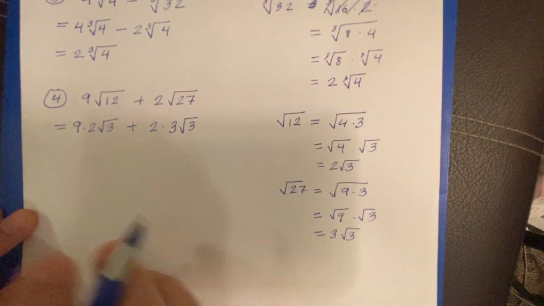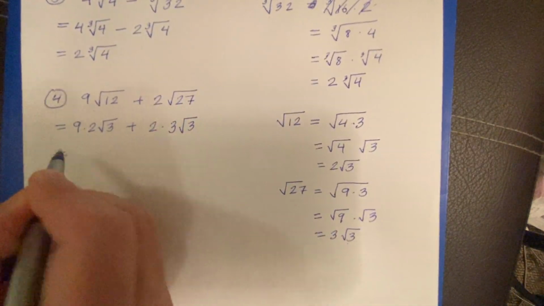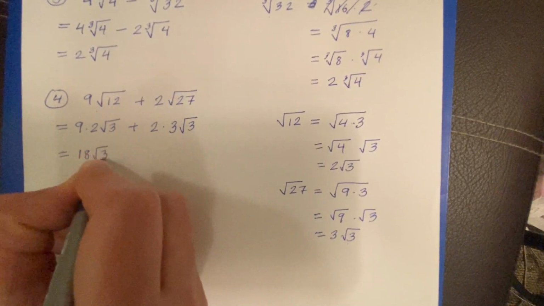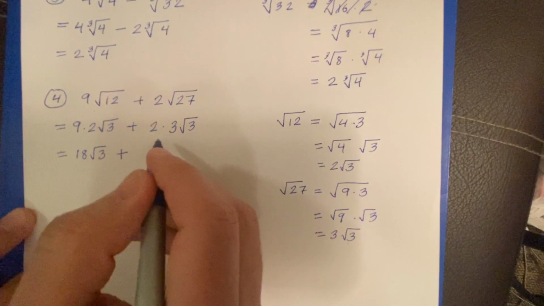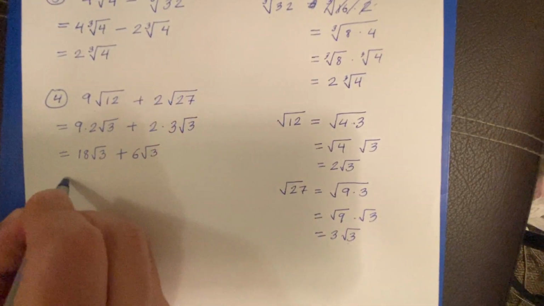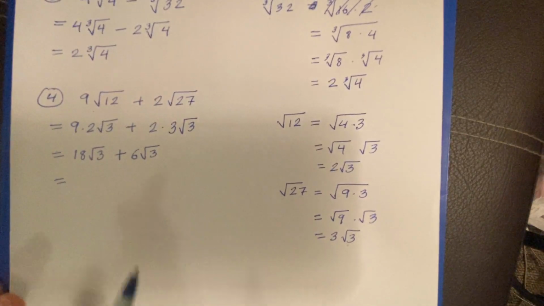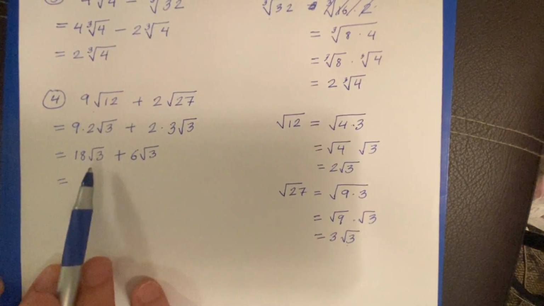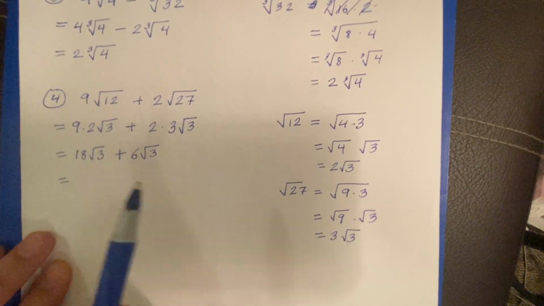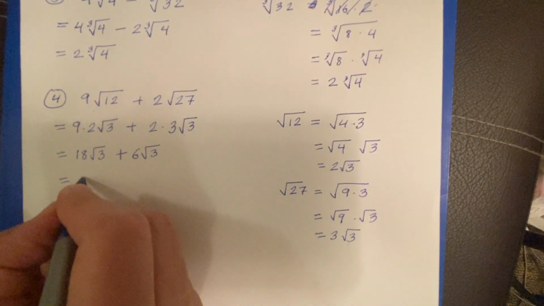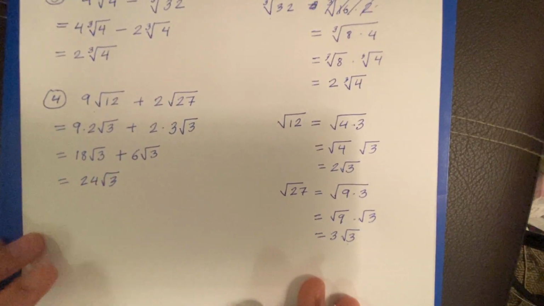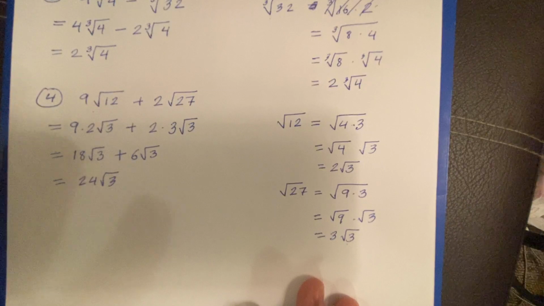All right, so now this way we get 9 times 2 is 18, so 18 times square root of 3 plus 3 times 2 is 6 times square root of 3. Now this way we have like terms. All right, so once we have like terms, then we can combine these two, right? So 18 plus 6 is 24 times square root of 3. All right, so yeah, that's another problem.